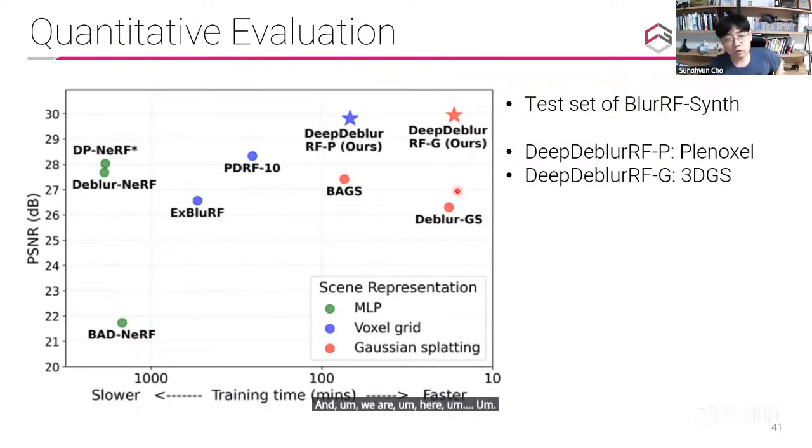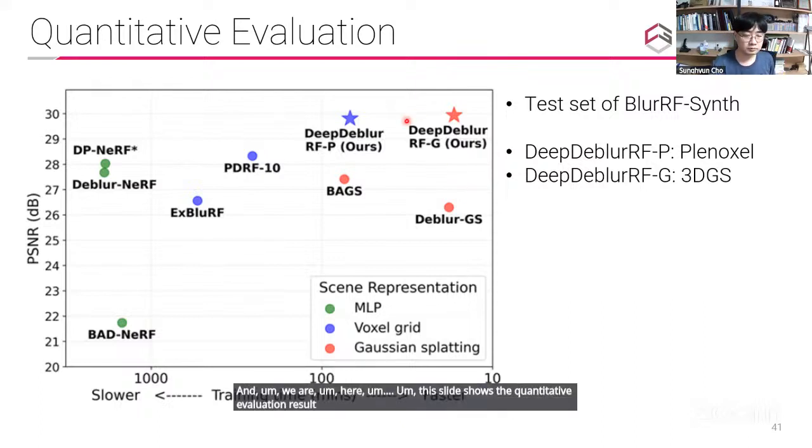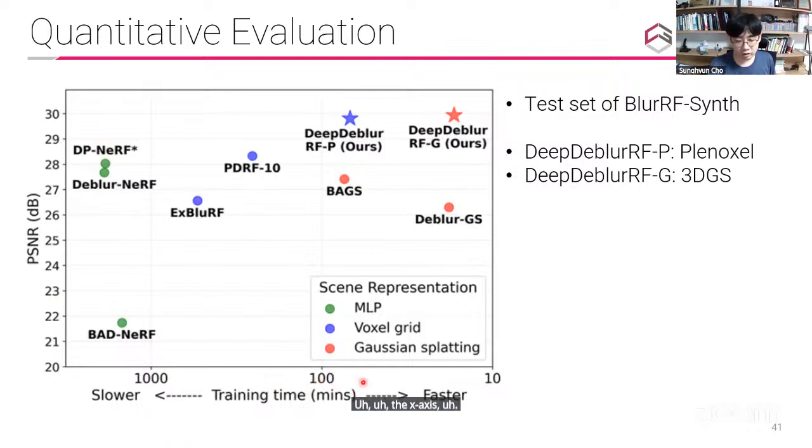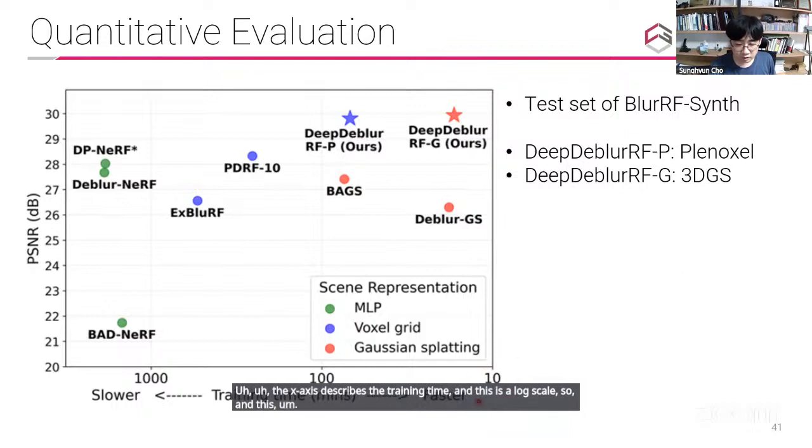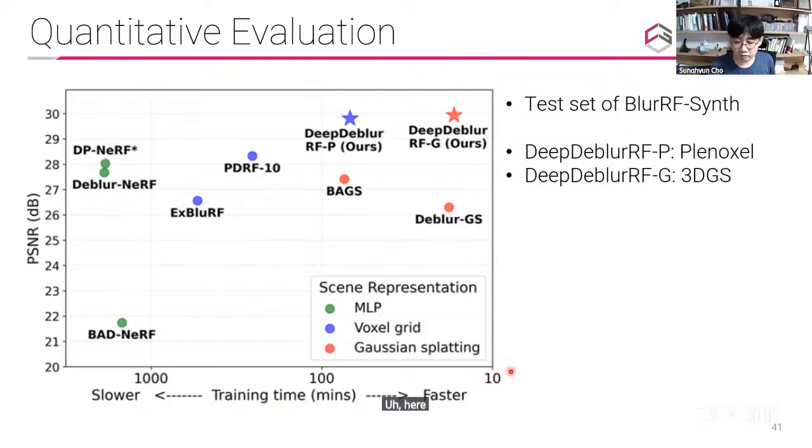This slide shows the quantitative evaluation result. The x-axis describes the training time, and this is a log scale. This side is faster and this side is slower, and the y-axis describes the PSNR values, or image quality, of the novel synthesis. These are all previous methods, and these methods are marked with stars.